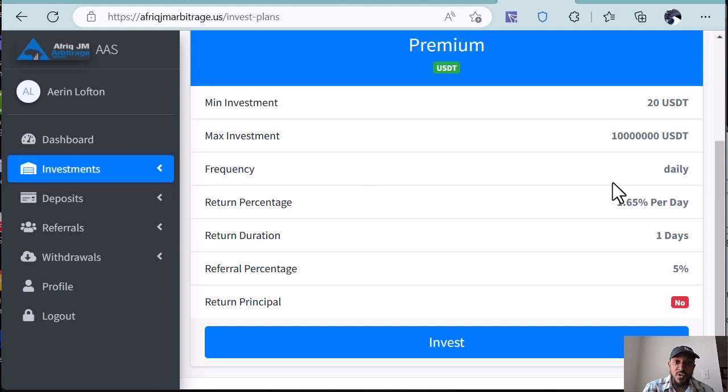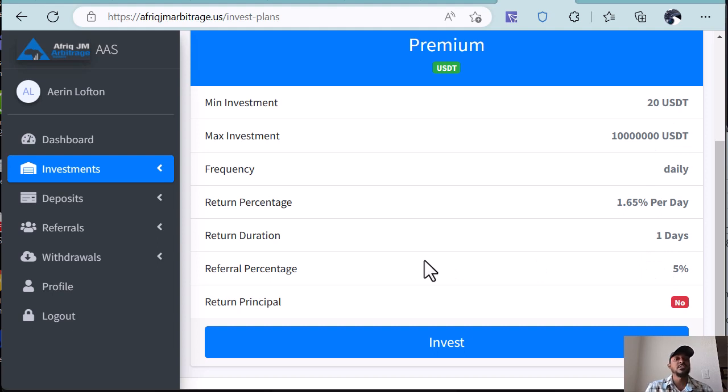All right, so our return percentage is 1.65. That is the formula that we earn from, 1.65. Duration is 24 hours. So your investment balance will cycle for a 24-hour period. That is why you see the 1 day right there. At the end of that 24-hour period, your ROI of 1.65 will drop according to whatever your investment balance is.